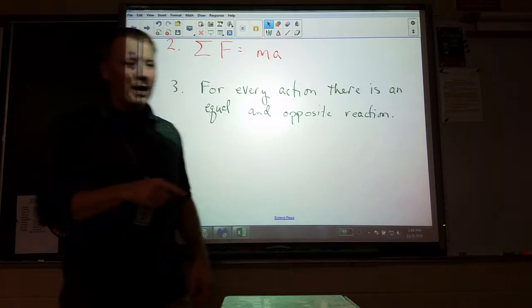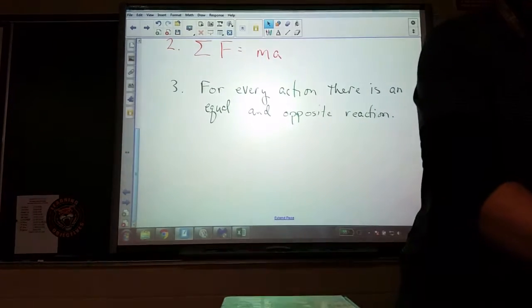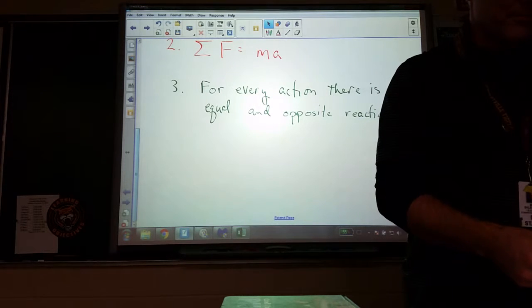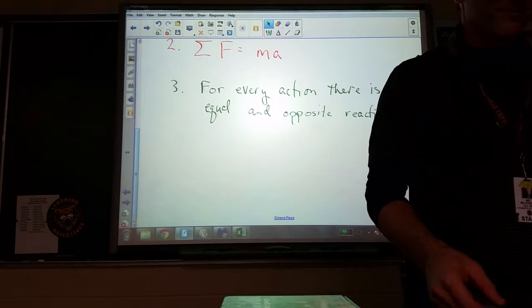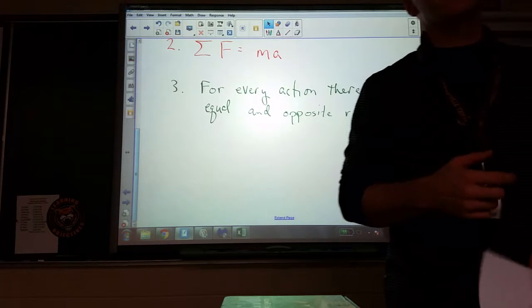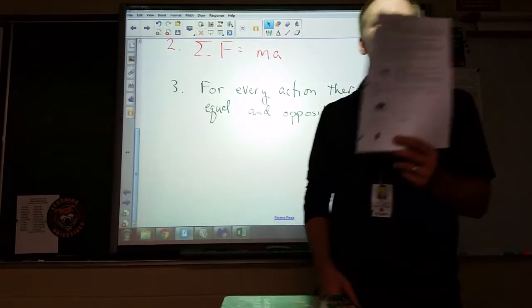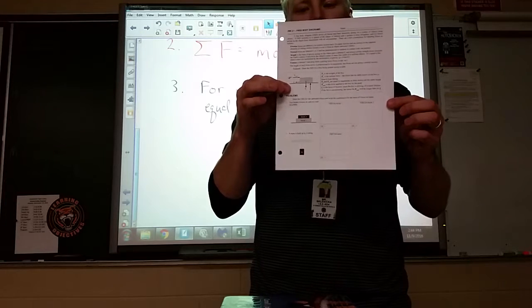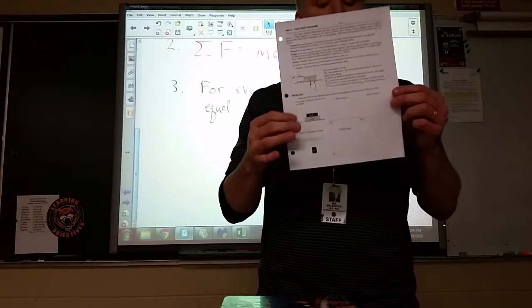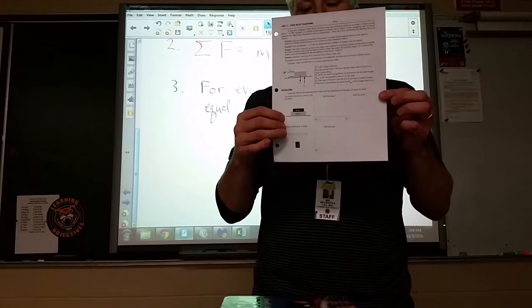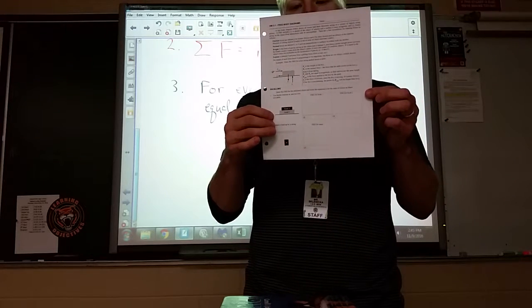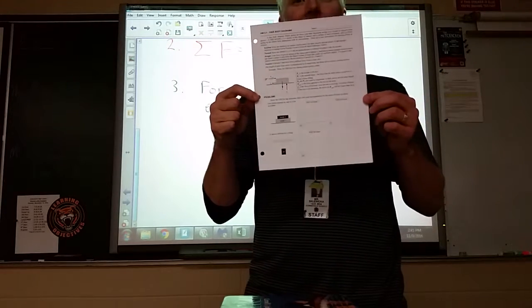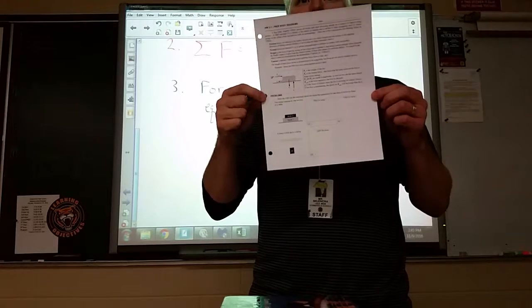We are going to apply this in our first homework that I want to get a little bit of an intro to right now. So this sheet is on the back of your calendar sheet. It goes over some of the rules and a couple of real simple practice problems for free body diagrams, which is a way to sketch out and then solve the result of forces acting on a body.